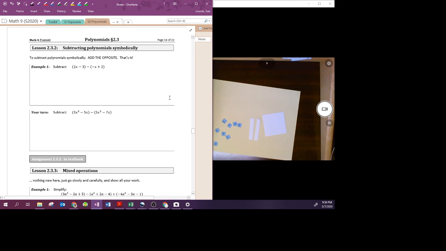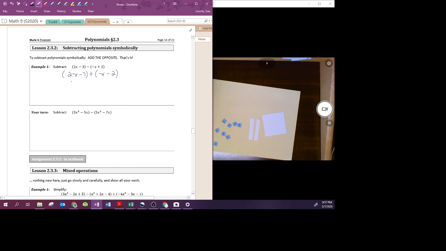Okay, now we're going to do subtracting polynomials symbolically. And all you do is you add one little step in, and then you add them. You're just going to add the opposite. So instead of having 2x minus 3 minus negative x plus 2, we're going to have 2x minus 3 plus x minus 2. So all I've done is I've changed the minus to a plus here, and then I've changed the signs of everything that's being subtracted, changed it to the opposite sign.